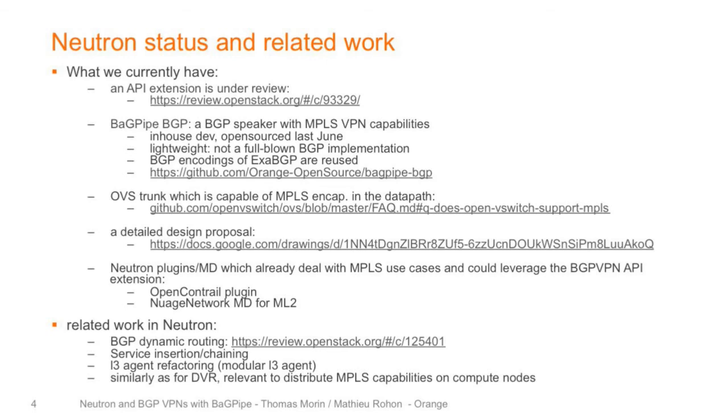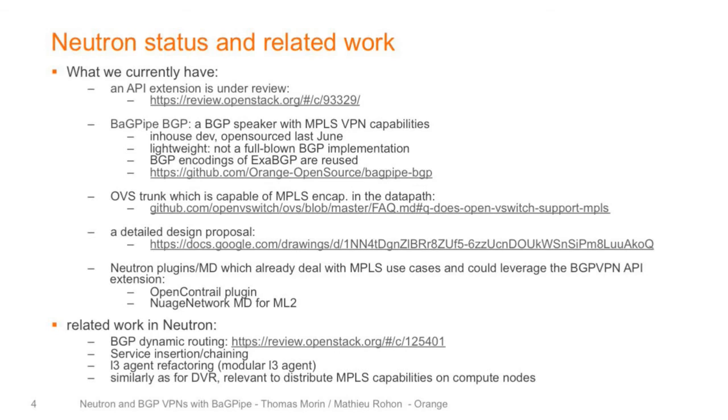Service chaining work in progress too is very important for us to be able to chain a BGP VPN connection with firewall as a service, for example, or with load balancing services. And the L3 agent refactoring is important for us, of course, because the current design is based on L3 agent capabilities. And it could also be interesting to distribute MPLS capabilities on compute nodes. This is something that we are thinking about.